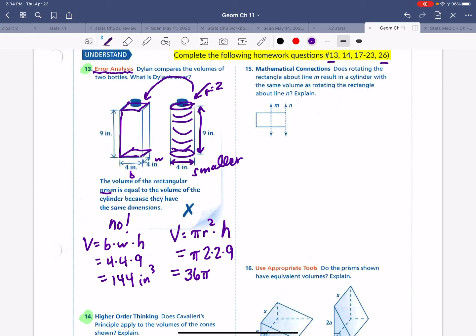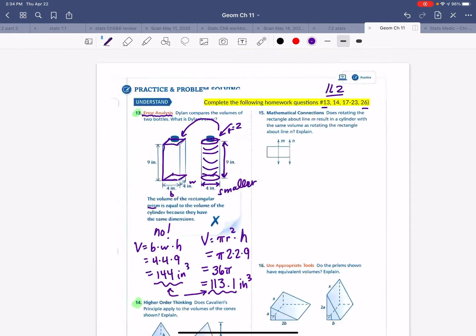I'm sorry, I'm not getting the same number. So I get about 113 inches cubed. And so see how that void, it should be less. That's the void around there.